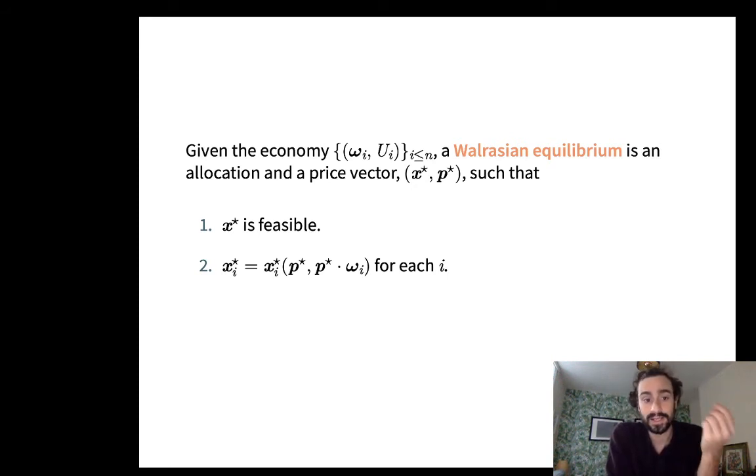The interesting constraint is number two, and it says that x star i, the allocation of consumer i in this economy, given the price vector p, must be equal to the Walrasian demand of consumer i. Walrasian demand is the thing we've studied for the first weeks of this class. The Walrasian demand of consumer i, given the price vector p star, and the wealth that's now endogenized and is the price vector p star times consumer i's initial endowment.